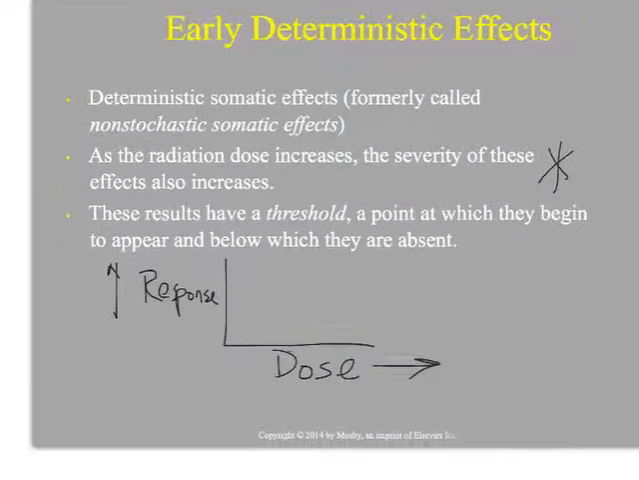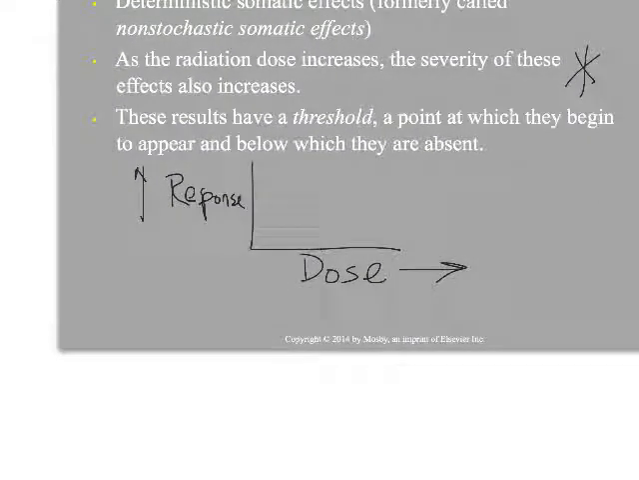Let me move this. Everyone tracking with me so far? Now, for these early deterministic somatic effects, which model do we probably need to choose for a response? We've said that the response increases with dose and it has a threshold. So how are we going to express that graphically? Any guesses?